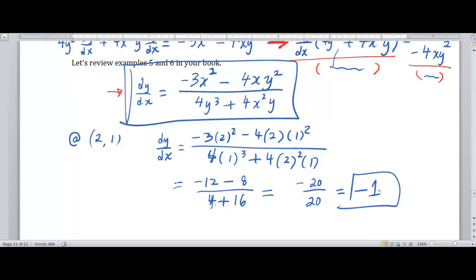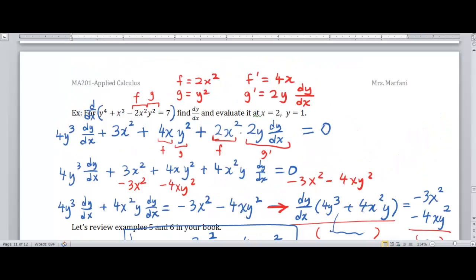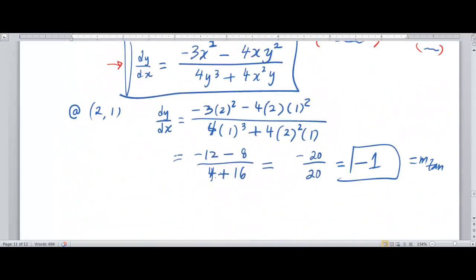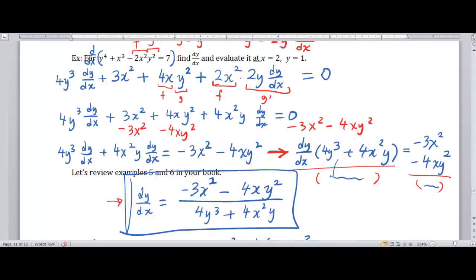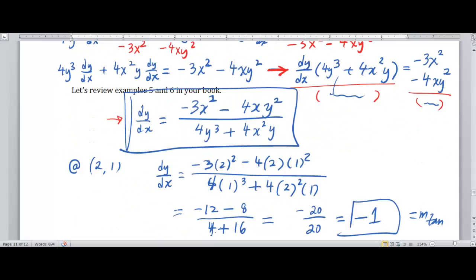Okay. What does this tell you again? Remember, this is the slope of the tangent line. So at that point, 2, 1, of this function, the slope of the tangent line is negative 1. Okay. Let's review examples 5 and 6 in your book.